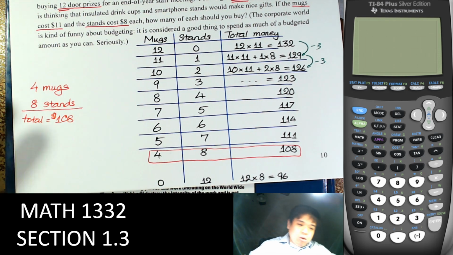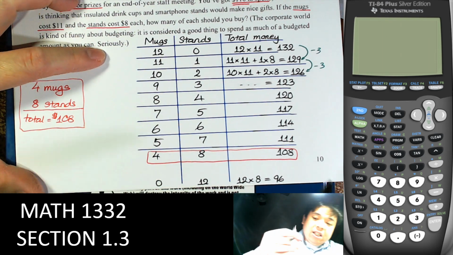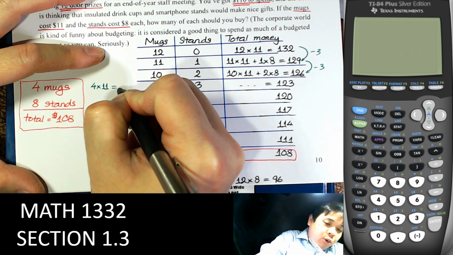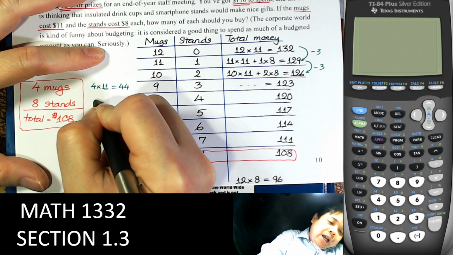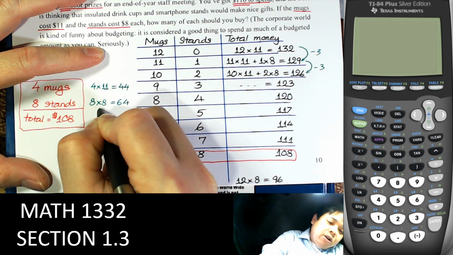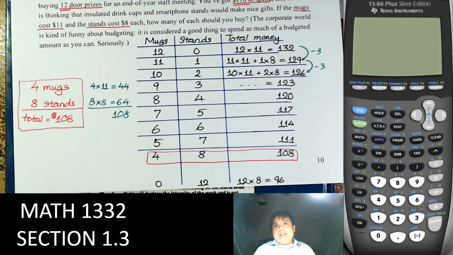Right, so that is our solution. If we want to check, it's very easy. 4 mugs of $11 each, so that is $44. And 8 stands at $8 each, so that is $64. And add up, that's 108. So that checks. So it's good.